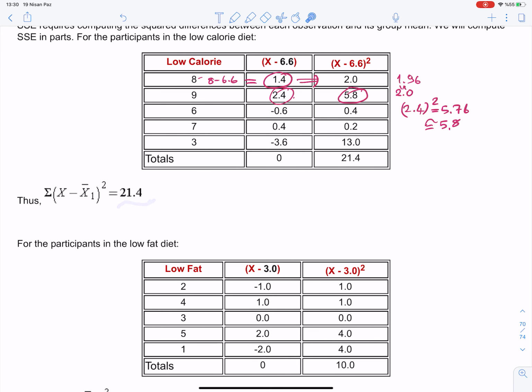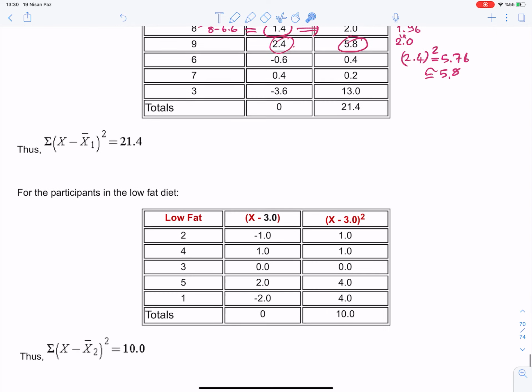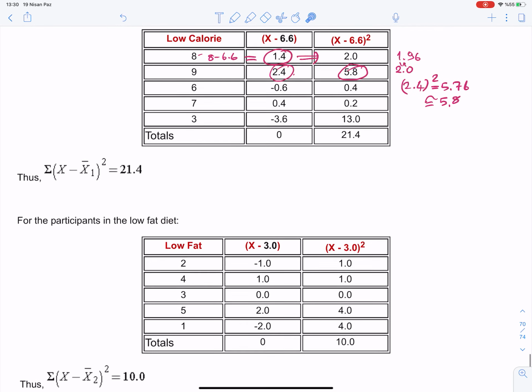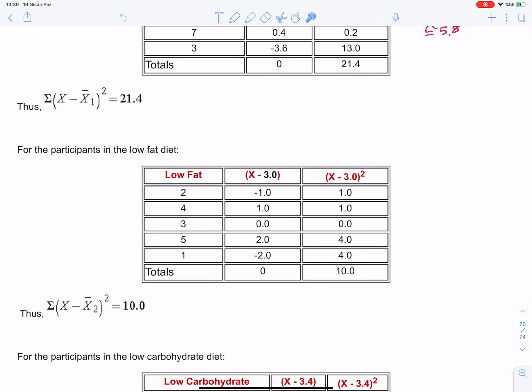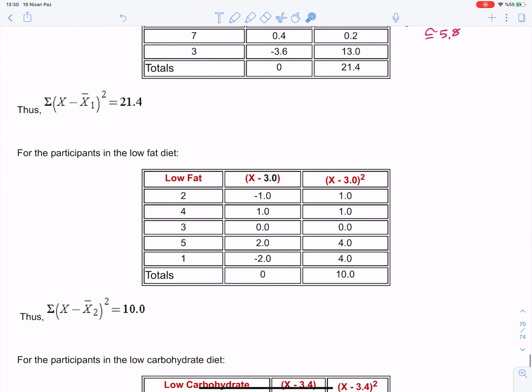So this is for the low calorie, but you need to perform this calculation for the low fat as well. For the low fat, the mean is 3, so 2 minus 3 becomes minus 1. 4 minus 3 becomes 1. 3 minus 3 becomes 0. 5 minus 3 becomes 2. 1 minus 3 becomes minus 2. And notice that the sum is always 0. Always. Okay, the squares summed up give 10. This is for the second one, which is 10.